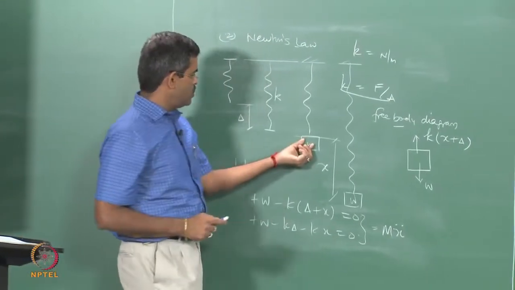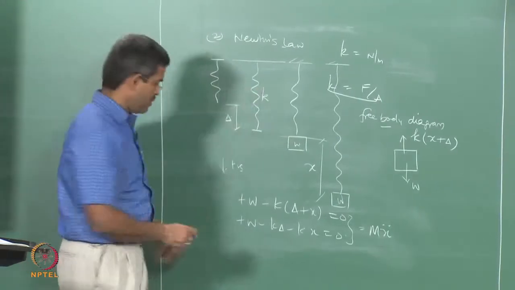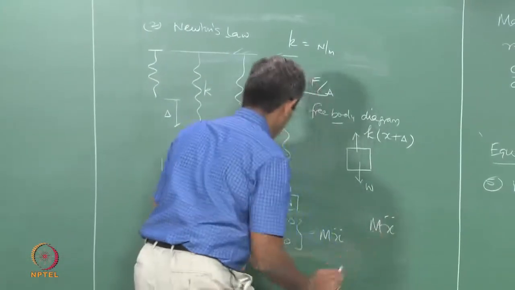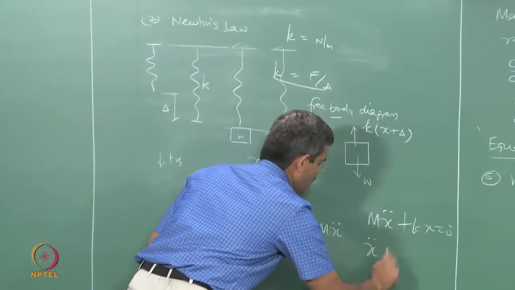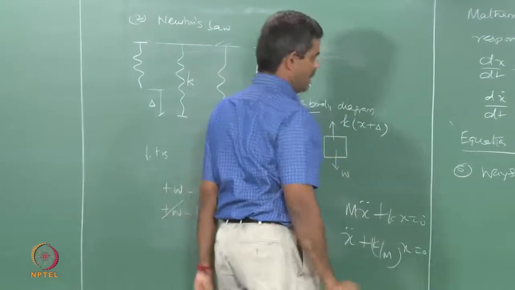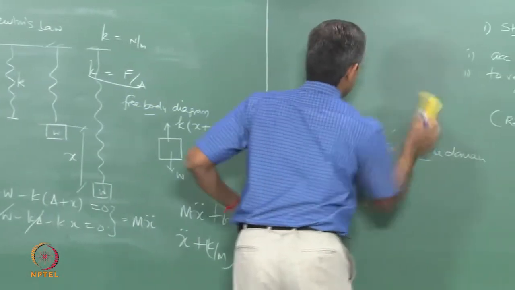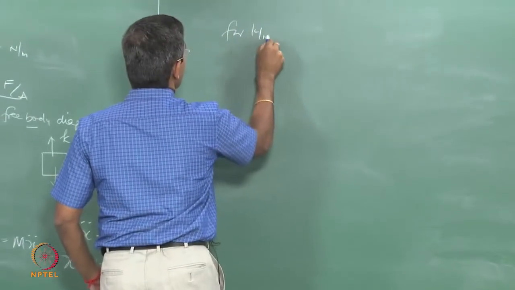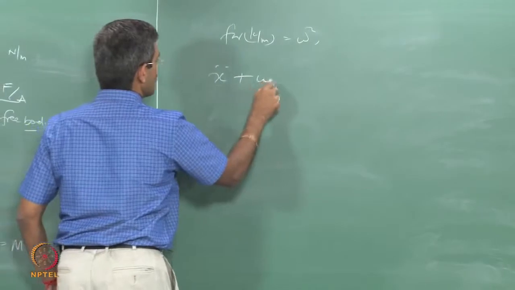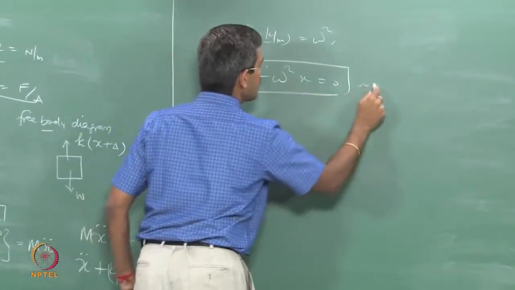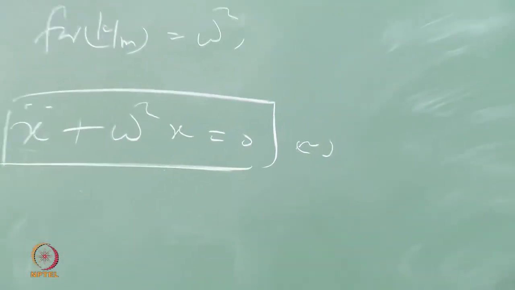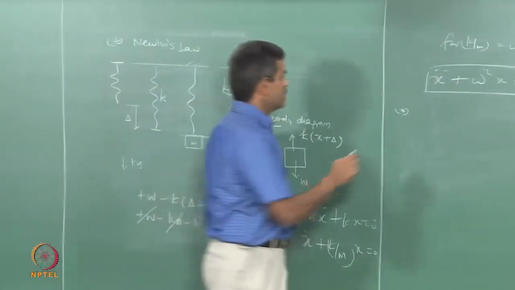So we know already this W is balanced by the force caused by the extension of the spring, so they will cancel. Okay. Now I say m x double dot plus Kx is equal to 0. So x double dot plus K by m times x is 0. If I say K by m is omega square, x double dot plus omega square x is 0, which is the same as the equation of motion that we got from simple harmonic motion. Okay. The third method by which we can write the equation of motion is the energy method.